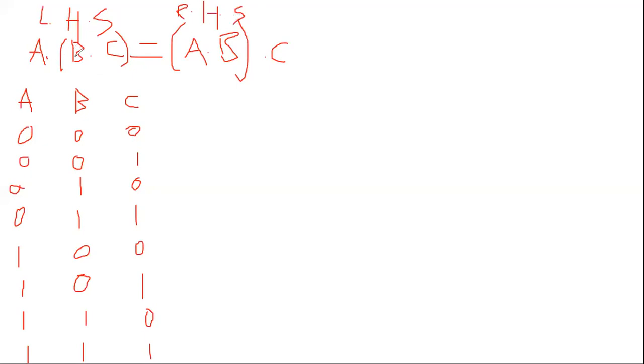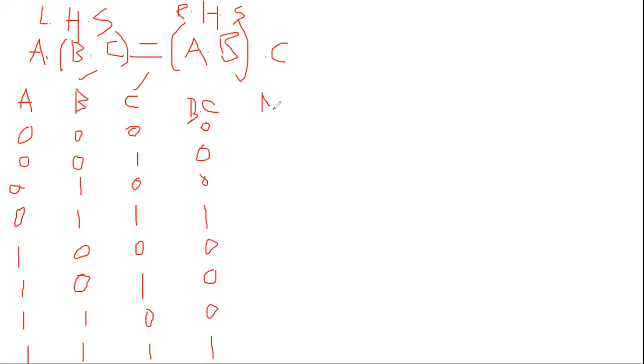For doing LHS, A dot of B dot C, first we take the value for B dot C. That means the AND operation is done between B and C. This is B, this is C. Do the AND operation here. AND means like multiplication. The results are 0, 0, 0, 1, 0, 0, 0, 1. B dot C.